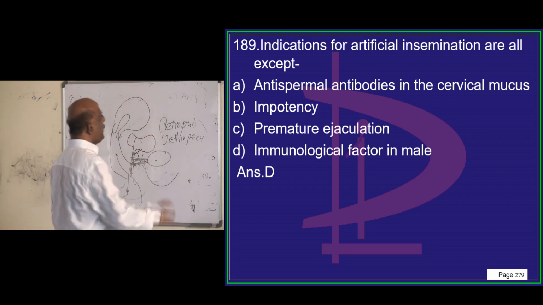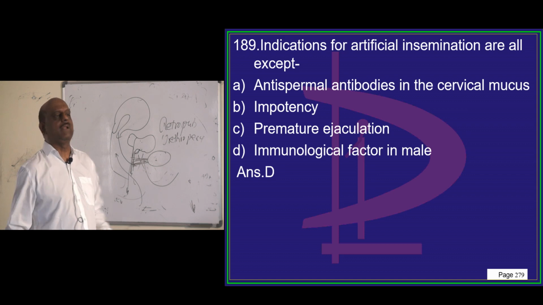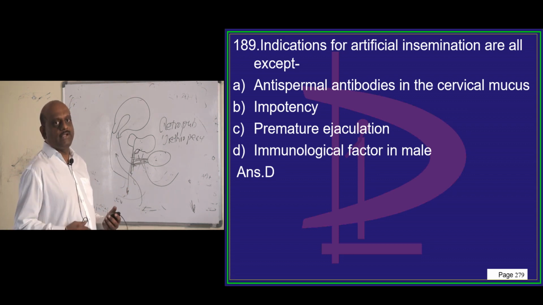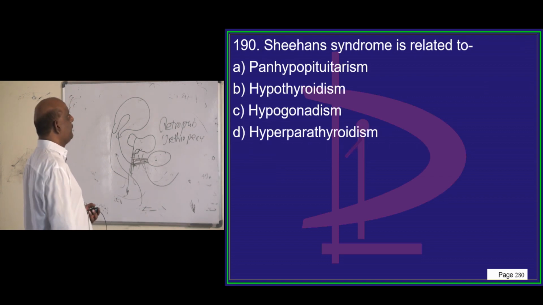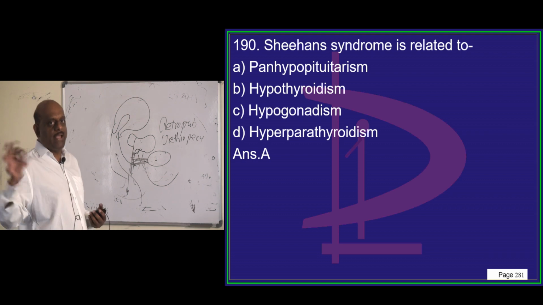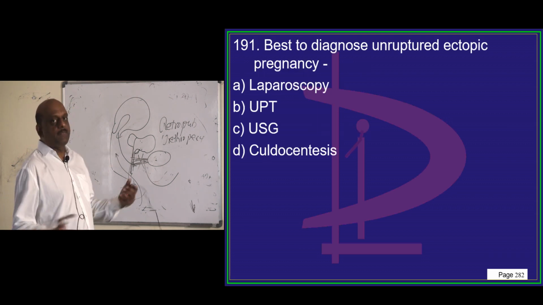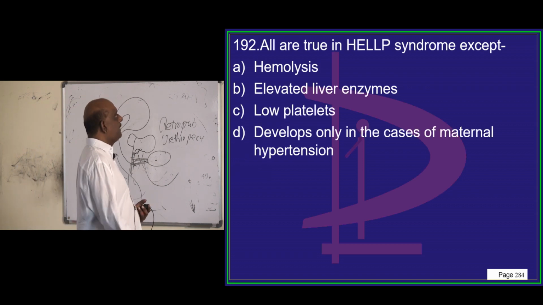Artificial insemination, when will you do? If the cervical mucus is very hostile with anti-sperm antibodies, if there is impotence or premature ejaculation, in all those scenarios you do the artificial insemination. Sheehan's: panhypopituitarism. Unruptured ectopic pregnancy, laparoscopy is the best way to diagnose.